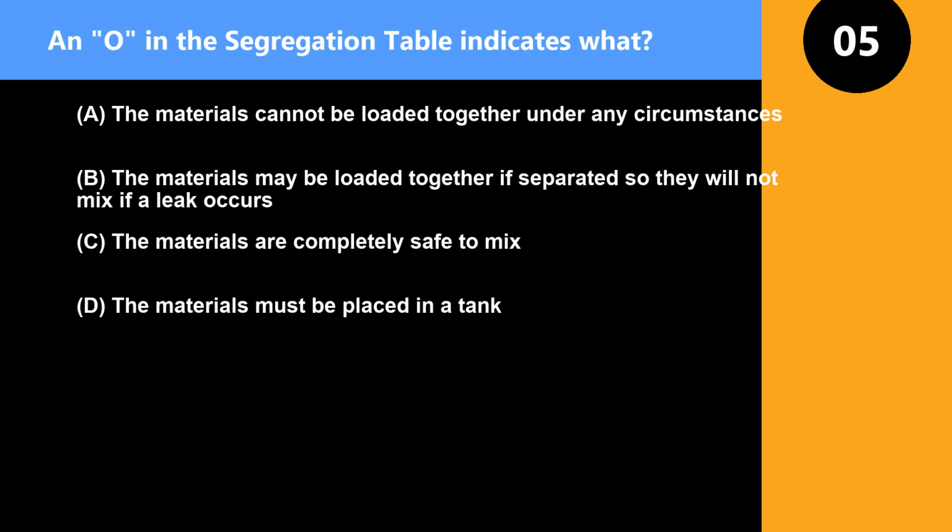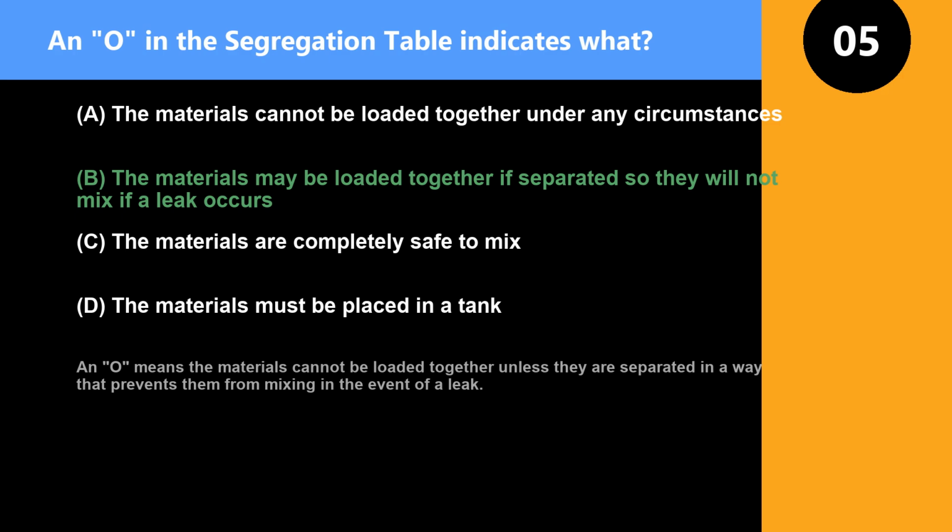Question 5. An O in the segregation table indicates what? Option A, the materials cannot be loaded together under any circumstances. Option B, the materials may be loaded together if separated so they will not mix if a leak occurs. Option C, the materials are completely safe to mix. Option D, the materials must be placed in a tank. The correct answer is option B. An O means the materials cannot be loaded together unless they are separated in a way that prevents them from mixing in the event of a leak.